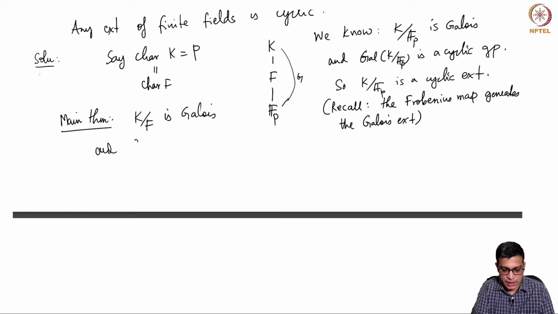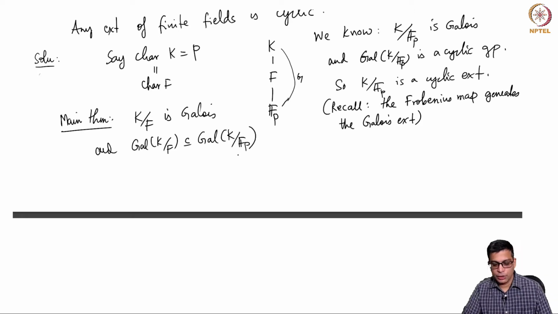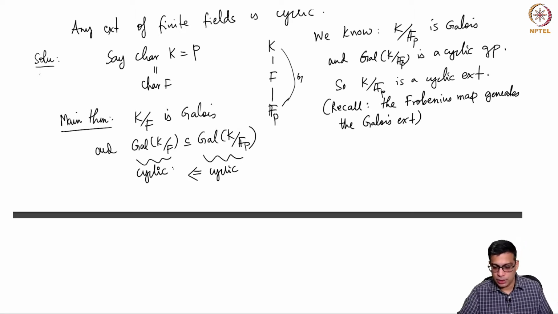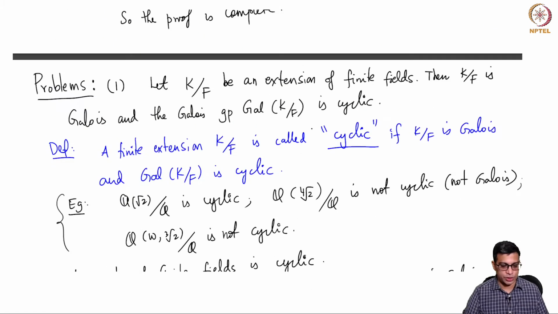What the main theorem says is that, for Galois K over F, this is not even the main statement of the main theorem, but I am putting every statement about Galois groups and subgroups under the heading of the main theorem. It implies that this is a subgroup of a cyclic group, so this implies this is cyclic. A subgroup of a cyclic group is cyclic. So we are done. K over Fp is a cyclic extension, so K over F is a cyclic extension. That is the solution for the first problem.